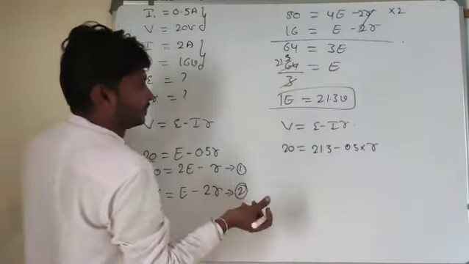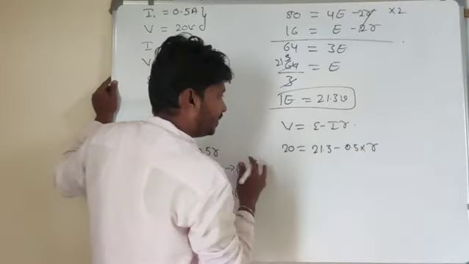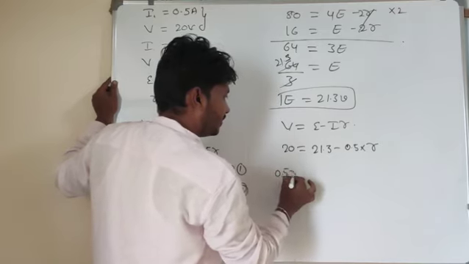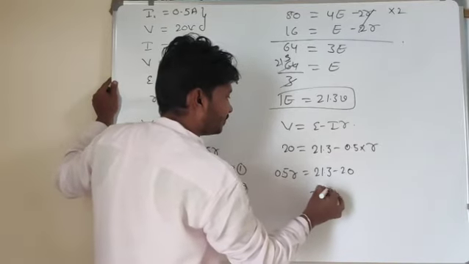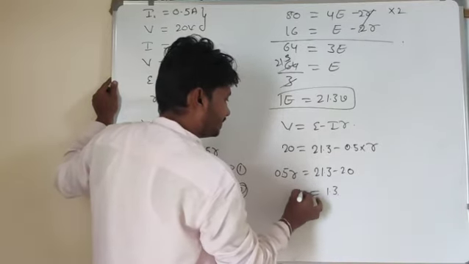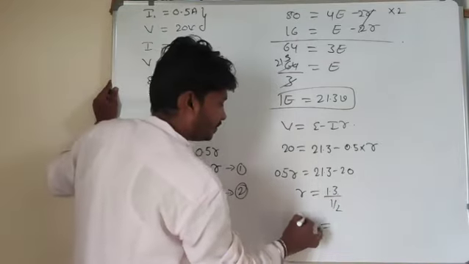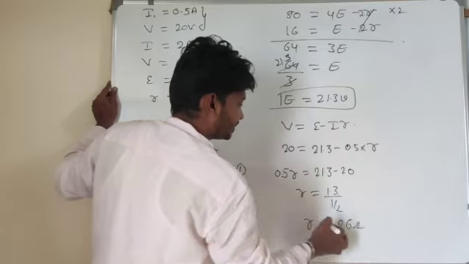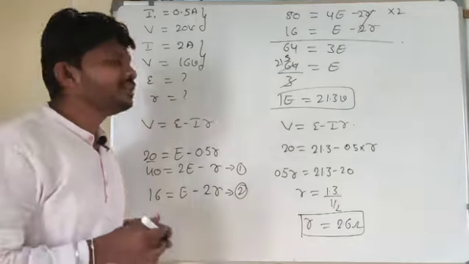Next, look here, 0.5 into R, I will take it to the other side. So 0.5 R is equal to 21.3 minus 20. So that is 1.3 divided by 1 by 2. So 1.3 into 2, that is 2.6 ohm. What is the internal resistance here? Internal resistance is 2.6 ohm here.